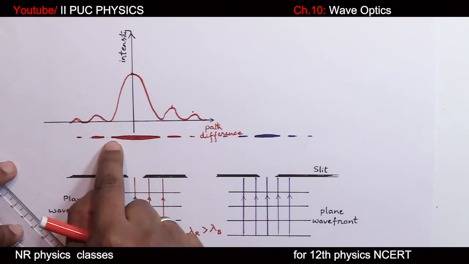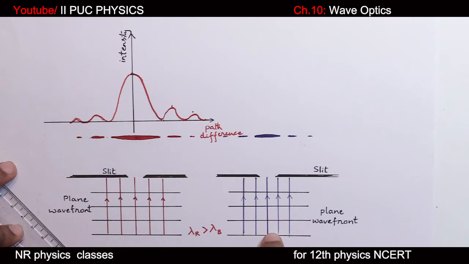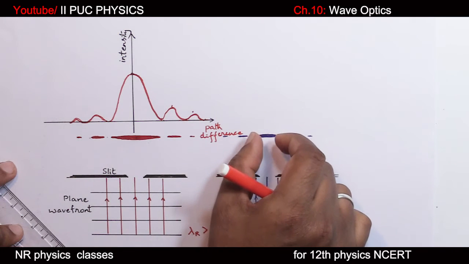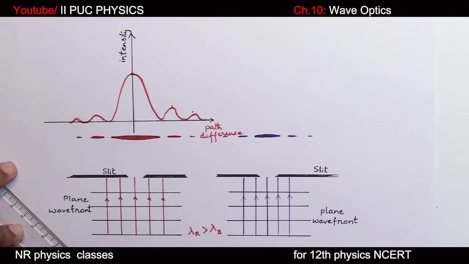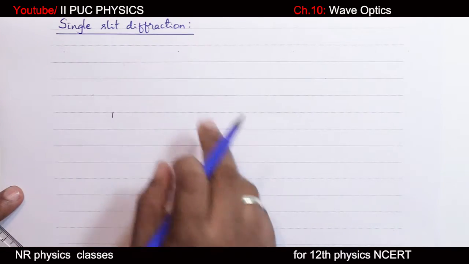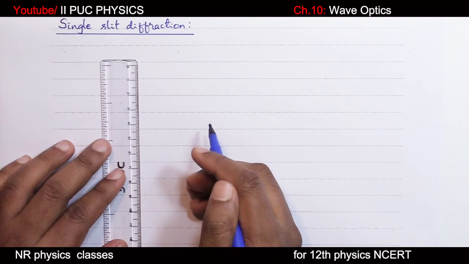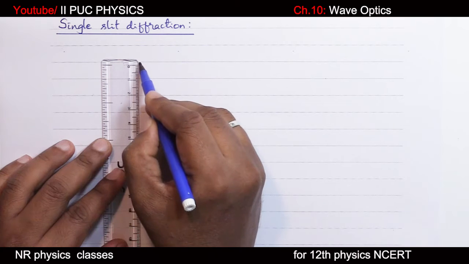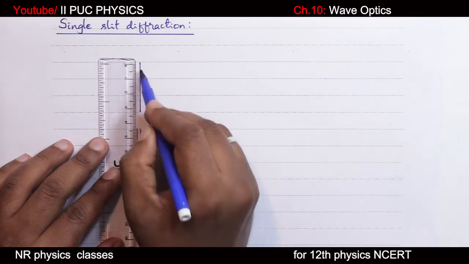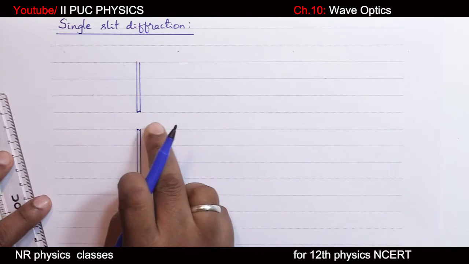So if wavelength is more, diffraction is more, nothing but width of the principal maximum is more. If wavelength is less, shorter wavelength, diffraction is less. Width of this principal maximum is less. Single slit diffraction. Let this be a slit. This diagram is important compared to all other diagrams in diffraction. This is single slit.